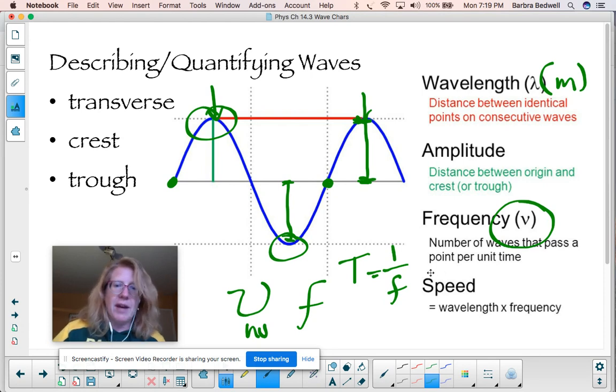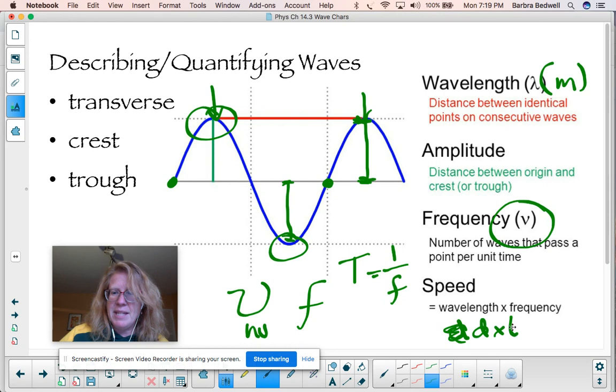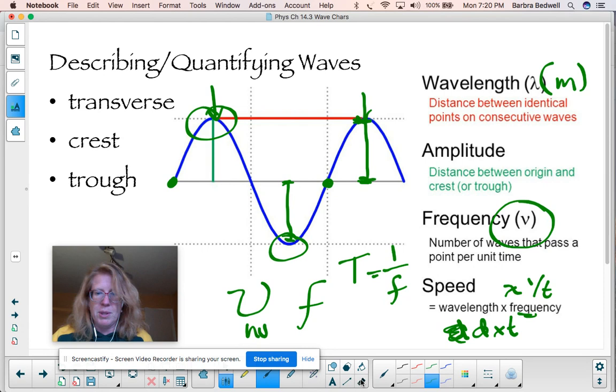Speed is still distance divided by time. In this particular case, it's not wavelength times frequency. Yeah, it is. It's distance divided by time. How far did it go and how long did it take to get there? It's distance over time, but remember that in this case, frequency is 1 over time. So it's literally wavelength, which is distance, how long the wave is, times frequency. So it's an interesting relationship between those two.